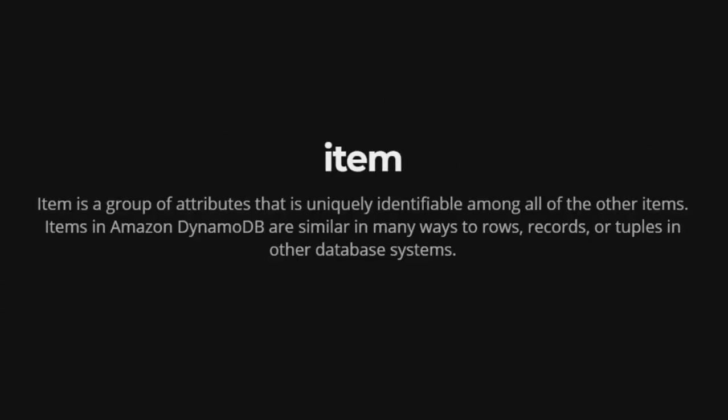Item. Item is a group of attributes that is uniquely identifiable among all of the other items. Items in Amazon DynamoDB are similar in many ways to rows, records, or tuples in other database systems.